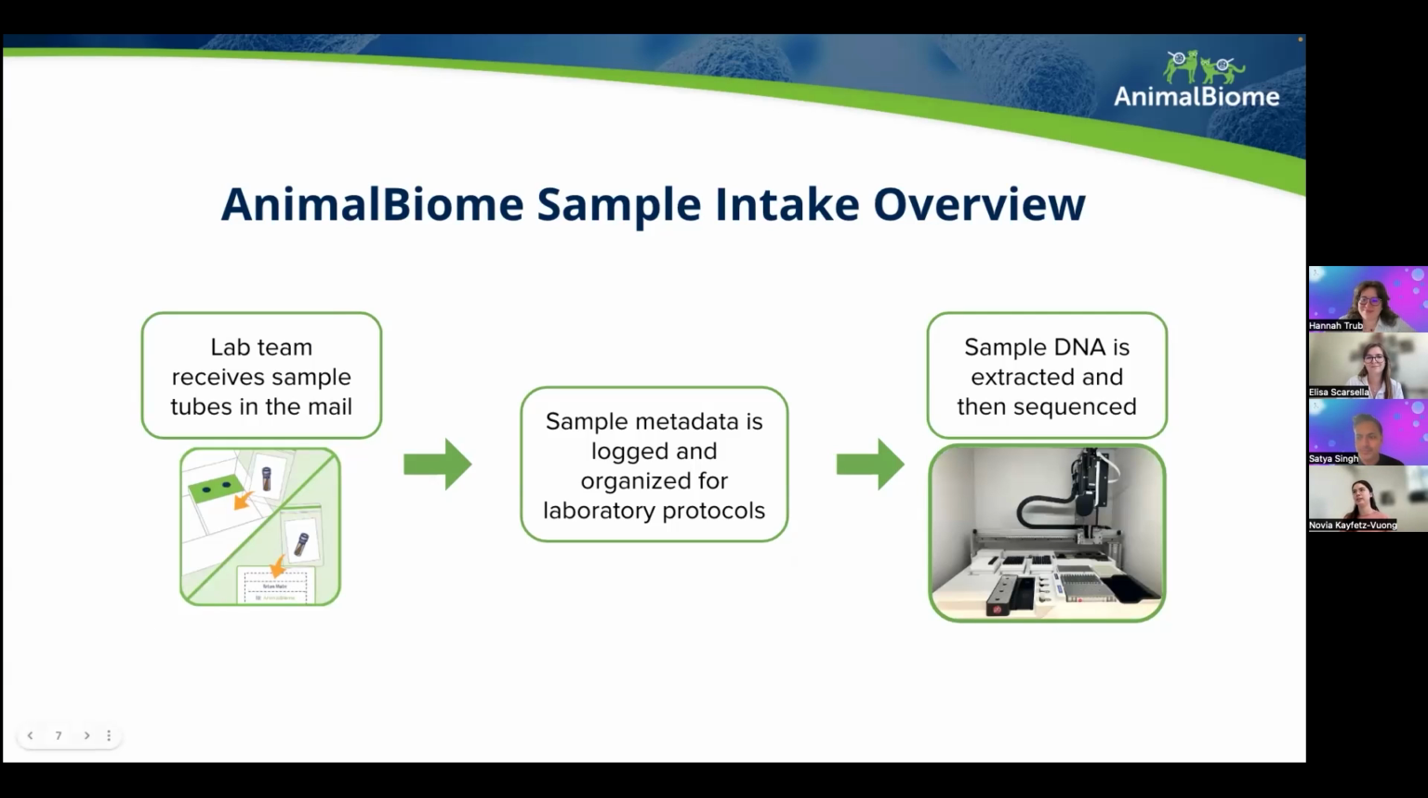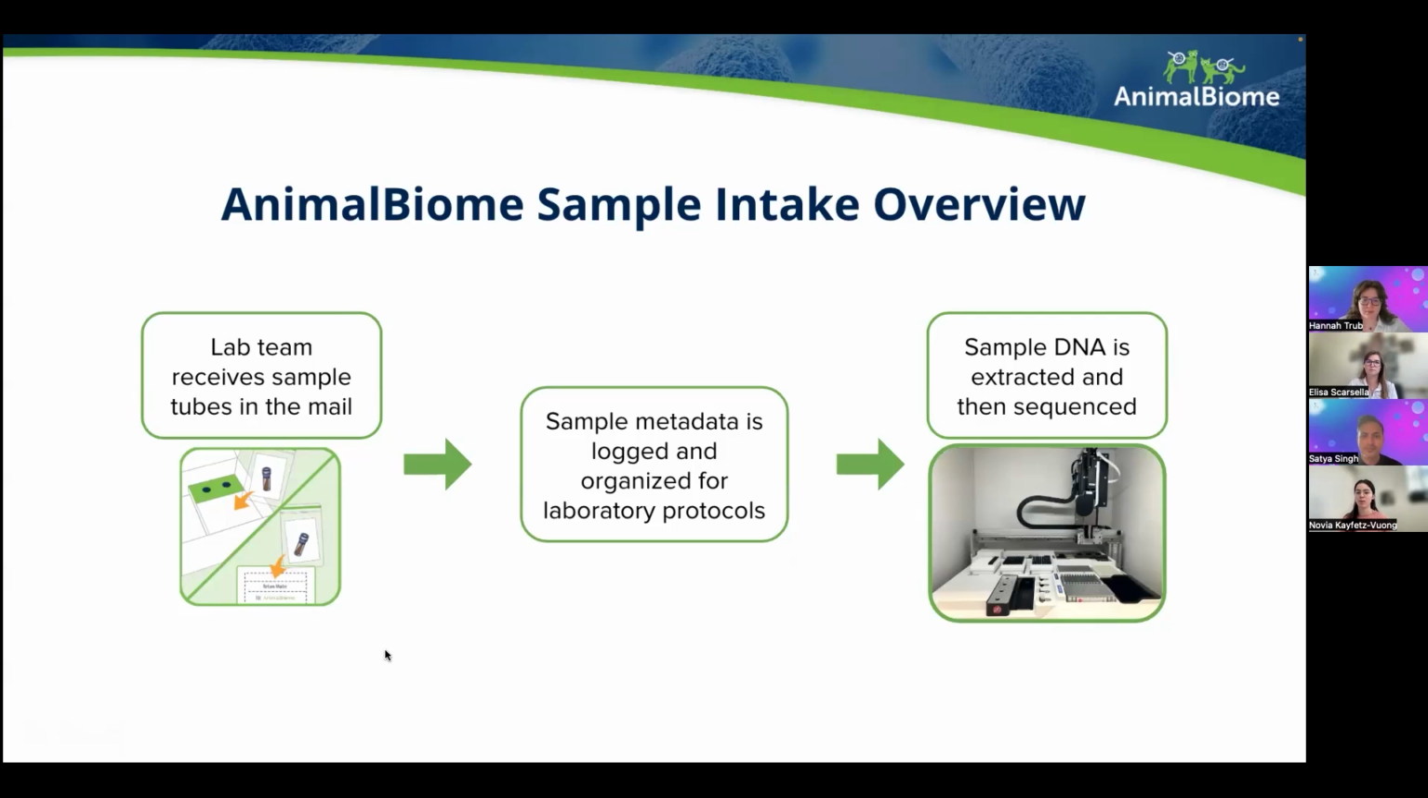So Elisa already went over a bit on what Animal Biome does, but to provide a brief, more specific overview of our sample intake process and the way that we receive samples from pet parents: our lab team receives sample tubes in the mail, and then we have to log the sample metadata and organize it for downstream laboratory processes and protocols. These samples are extracted and then sequenced to generate our reports.